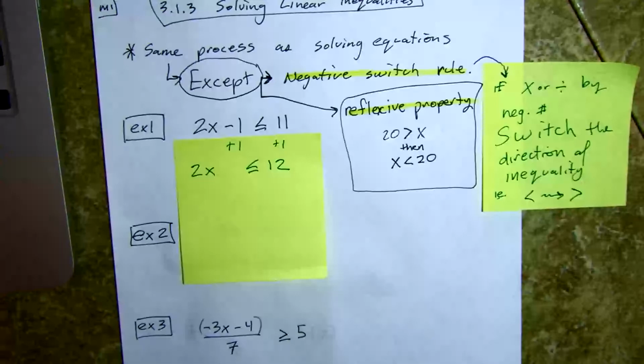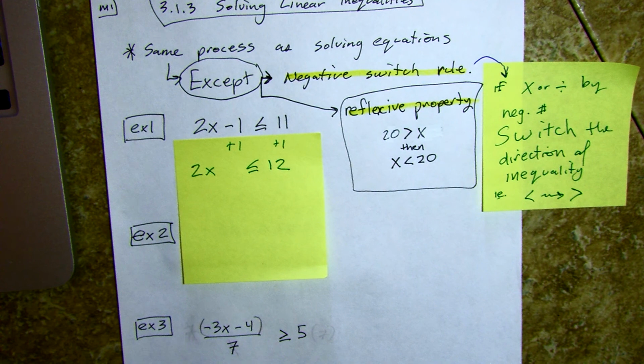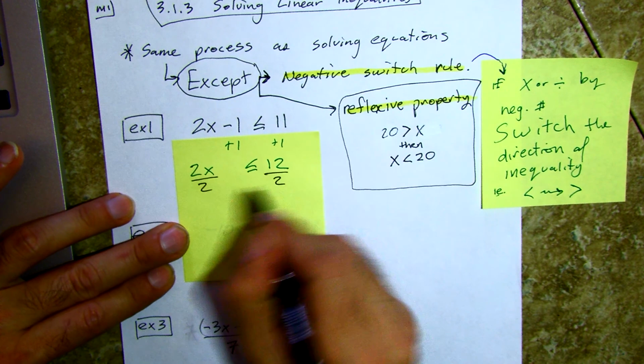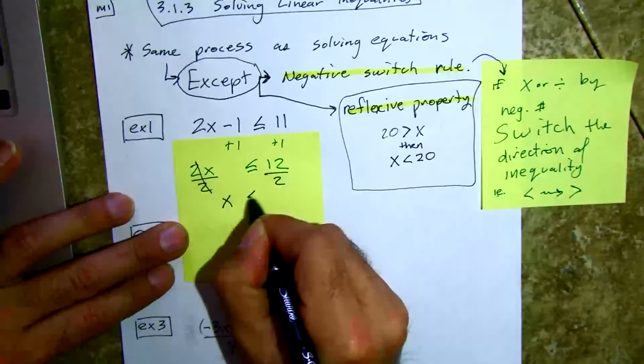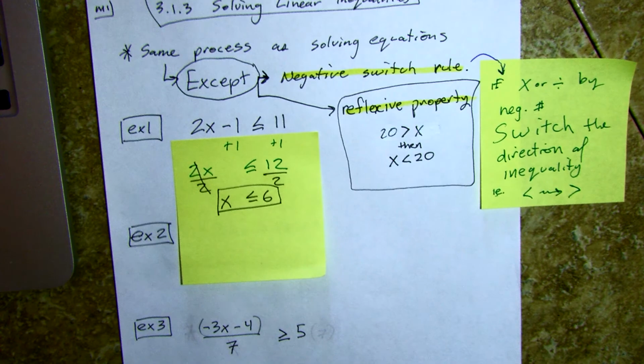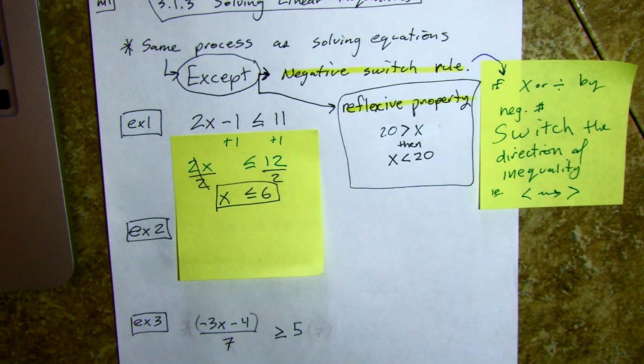X is less than or equal to 6. That's it. Okay, so some problems are going to be very straightforward. Some problems are going to be just like you solve an equation. There's nothing different at all. All right. So let me just fold this under so we can get this here for the next problem. Cut off its head. There we go.